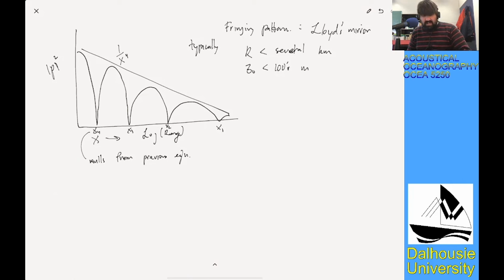So shallow sources. And frequency is less than kilohertz type frequency. And of course you need a flat bottom, right? So, or sorry, flat surface in moderately calm seas. If that surface gets too rough, Lloyd's mirror tends to go away. Okay.